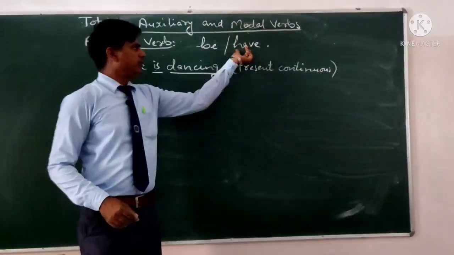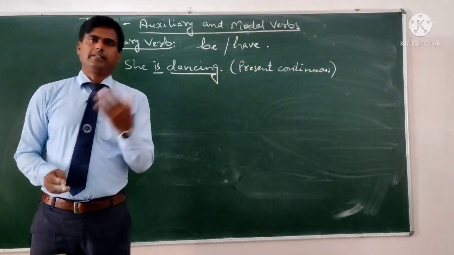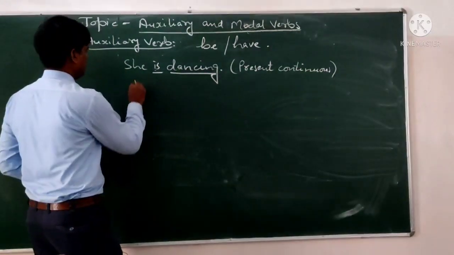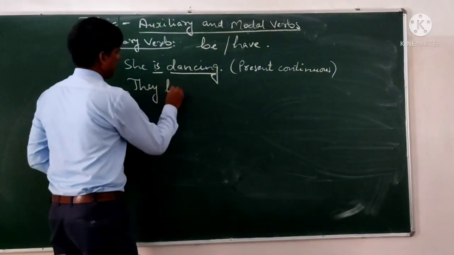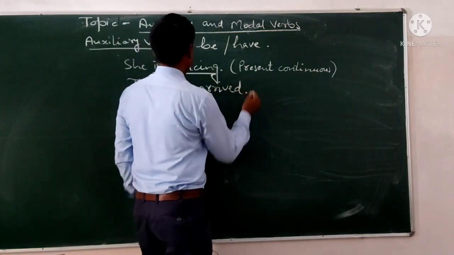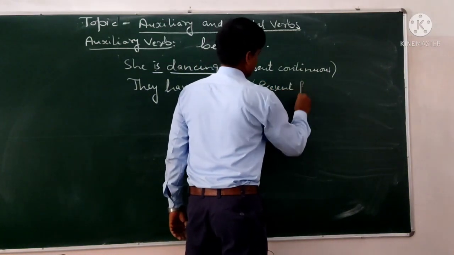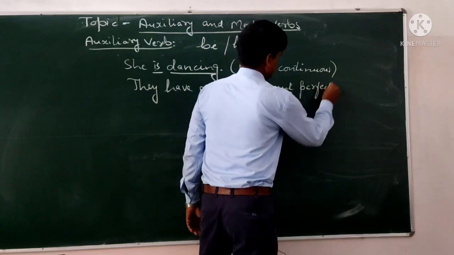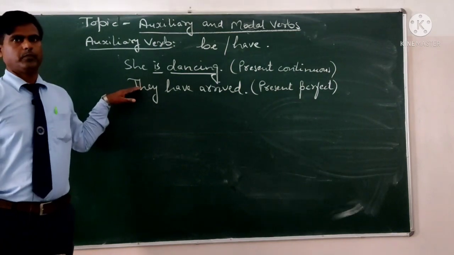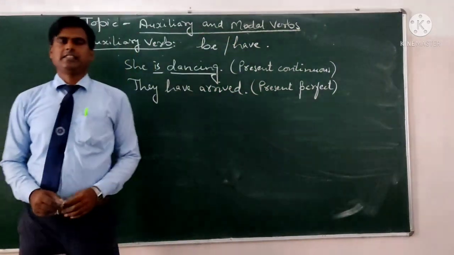We can also use verb have to make a tense with the help of the main verb. For example, they have arrived. They have arrived. This is present perfect tense. So in this way we can use verb be and verb have to make different tenses.